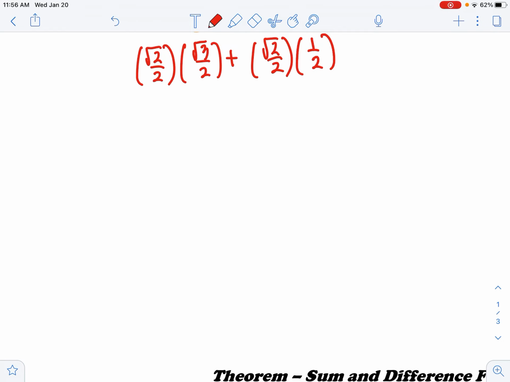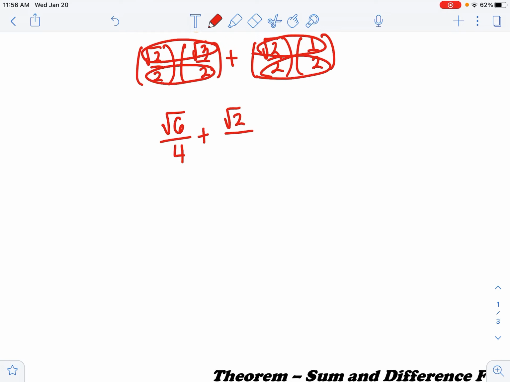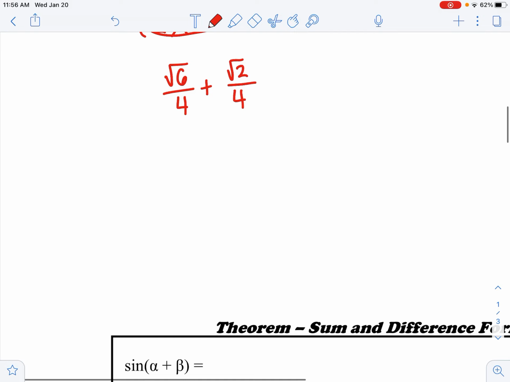All right, so now I have this, and I just have to clean it up. So to clean it up, I need to multiply these two, and then add them. Okay? So remember, to multiply fractions, you just multiply the numerators, multiply the denominators. So root 2 times root 3 is root 6. 2 times 2 is 4. Plus, do the same thing here. Root 2 times 1 is root 2. 2 times 2 is 4.